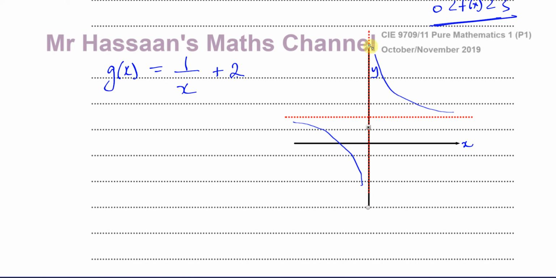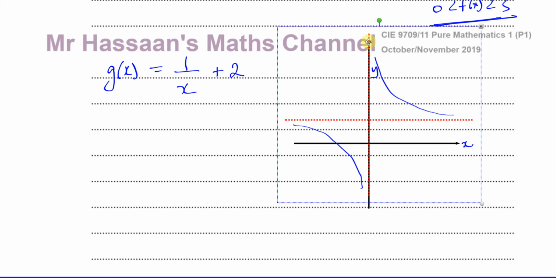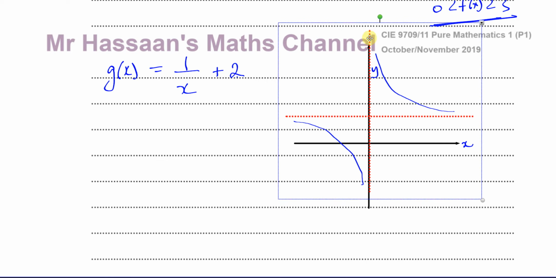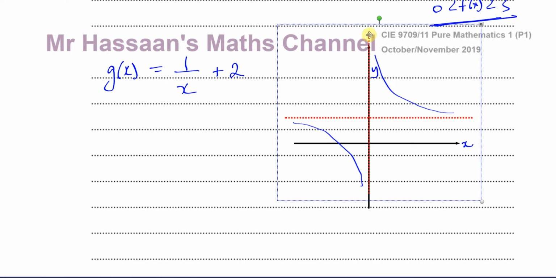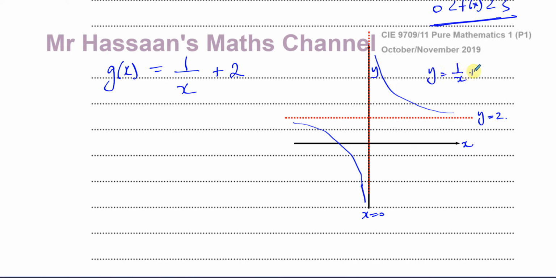Right, so that will be your y-axis. Let me bring this asymptote down a bit now. Okay, can't move that. Yeah, that's fine. All right, so now your asymptote here is still x equals 0, but the other asymptote now becomes y equals 2. Right, and this is how your graph will look. So this is the graph of y equals 1 over x plus 2.